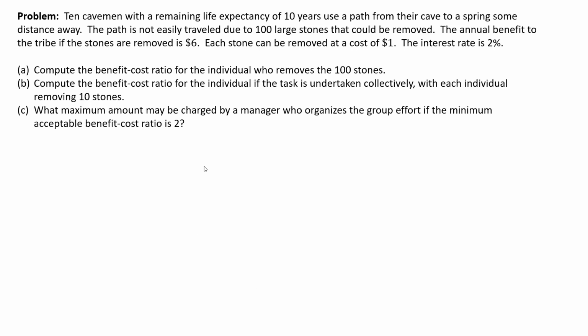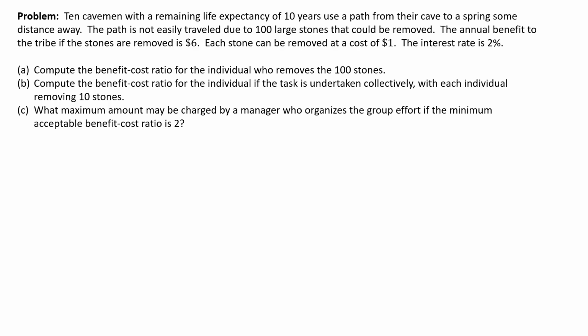10 cavemen with a remaining life expectancy of 10 years use a path from their cave to a spring some distance away. The path is not easily traveled due to 100 large stones that could be removed. The annual benefit to the tribe if the stones are removed is $6. Each stone can be removed at a cost of $1. The interest rate is 2%.